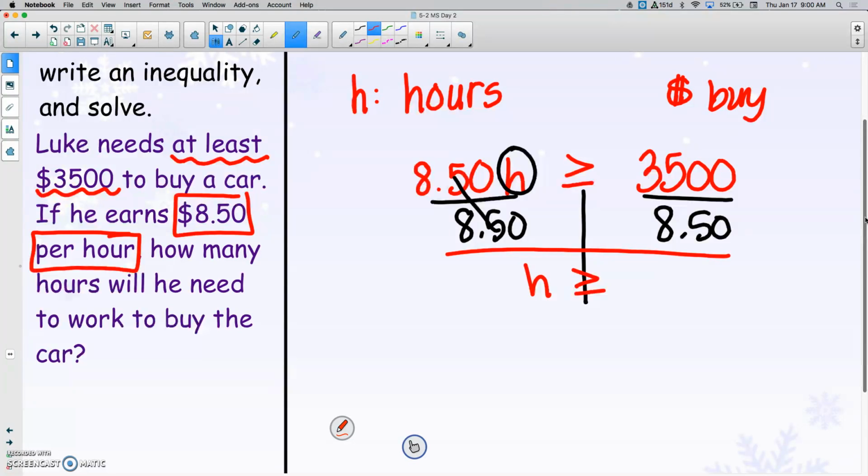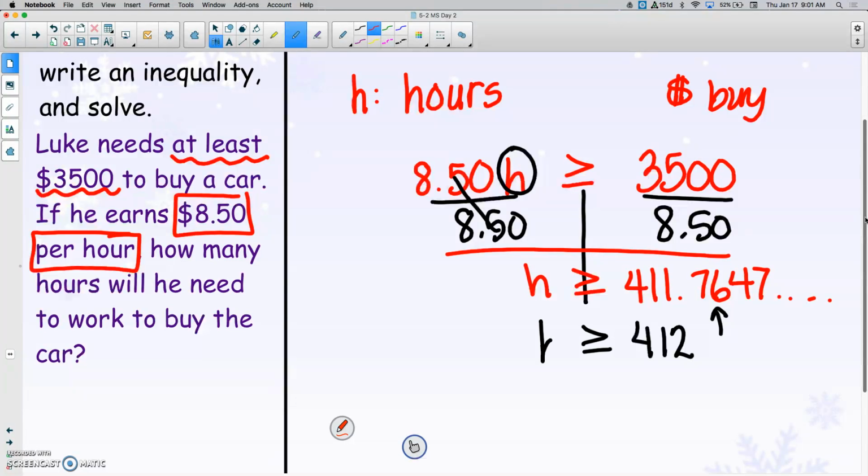So dividing this gives me 411.7647, and then it keeps on going. So I want you to think about that. Common sense. If I rounded it to 411, would he have enough money? No, because there's something after the decimal point in this situation. You're going to have to round it up in order to make the purchase.